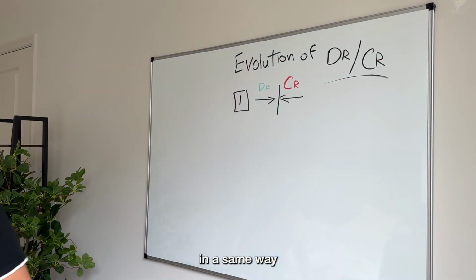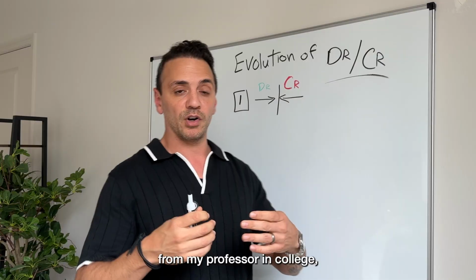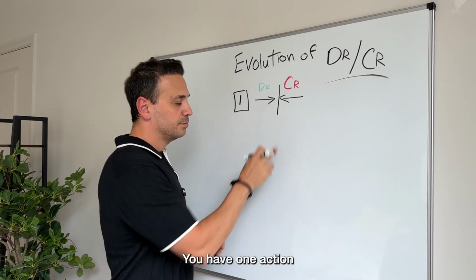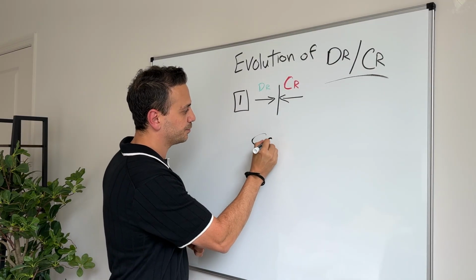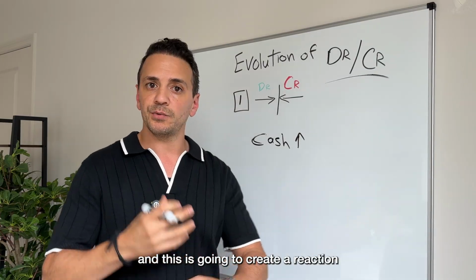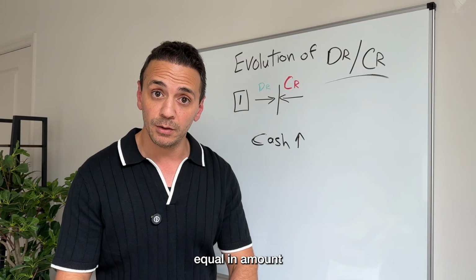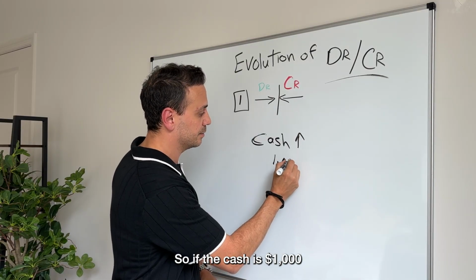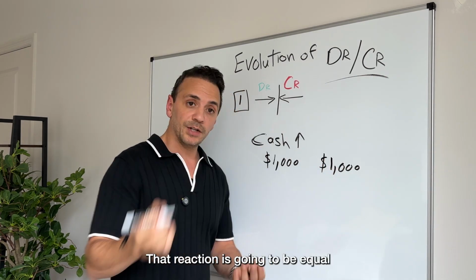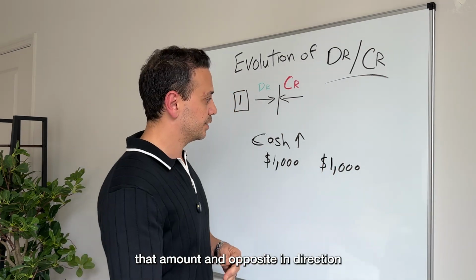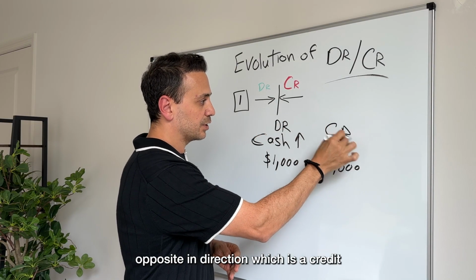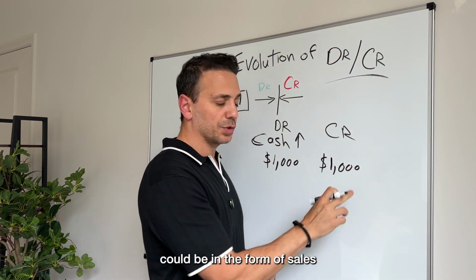space. In the same way, when we're talking about debits and credits, and this is how I learned it from my professor in college, you have one action. Say you receive some cash, so you have some cash, right? Cash came in through the door, and this is going to create a reaction. Now, this reaction is going to be equal in amount. So if the cash is $1,000, your reaction is also going to be $1,000, right? That reaction is going to be equal in amount and opposite in direction. So if the cash is an increase, which we call a debit, you're going to have opposite in direction, which is a credit. Now, this cash that came in through the door could be in the form of sales.